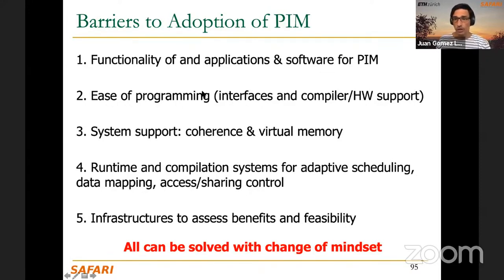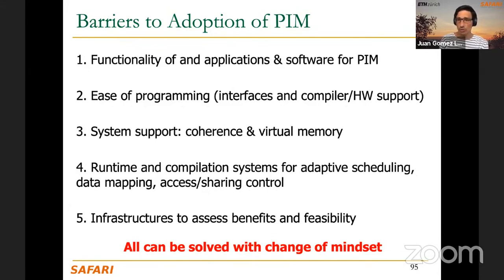Then ease of programming. You have seen that these different approaches have different ways of dealing with programming. We have something pretty simple as PEI, which doesn't require any changes in programming. It's just replacing one instruction with another instruction, like this PIM add that we have used in our examples. In other cases, we need much more complex and deep changes to the way that we program, as in coarse-grain accelerators.